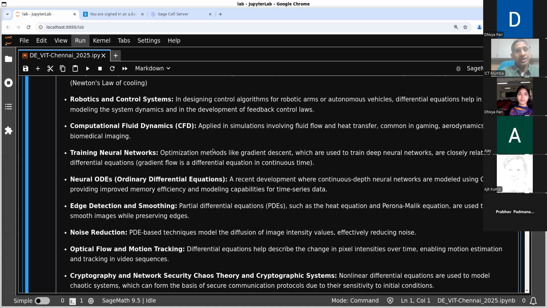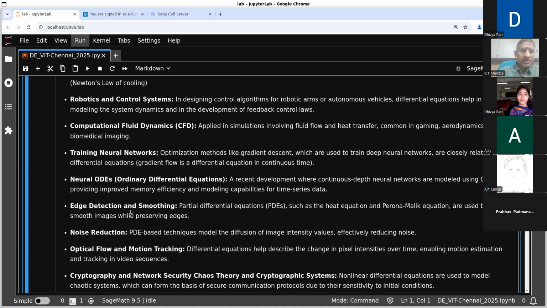Similarly, computational fluid dynamics is a branch of mathematics as well as of several engineering disciplines, where computational fluid dynamics is taught or learned. For example, in flight simulations, computational fluid dynamics is heavily used. And it involves lots of differential equations, including partial differential equations, which I think you have also learned.